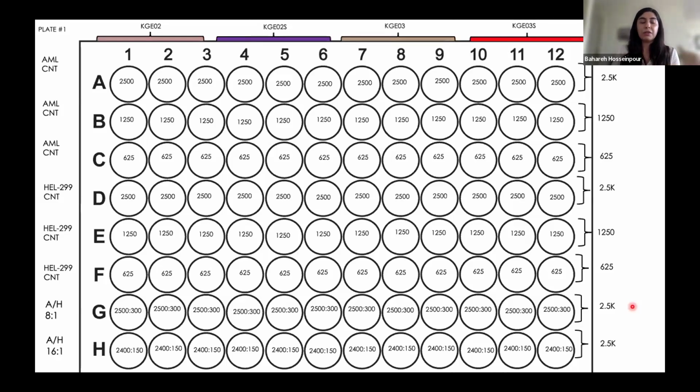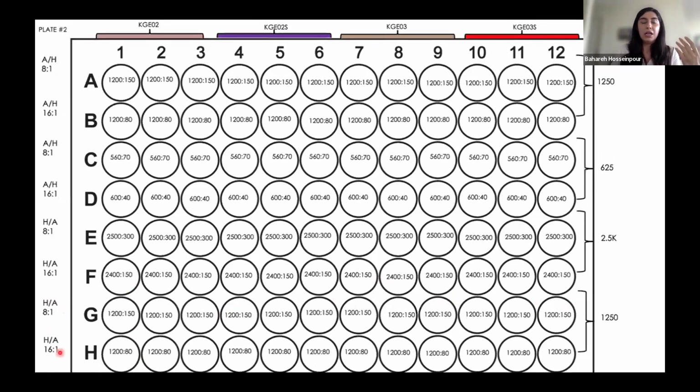And also, for example, once we wanted to culture aptamer versus AML versus HEL for 2.5K total number of cells, we had to go through various ratios like 8:1, 16:1. That was the best ratio that we got after we did our first experiment. And also, we tried different numbers of cells for each ratio.